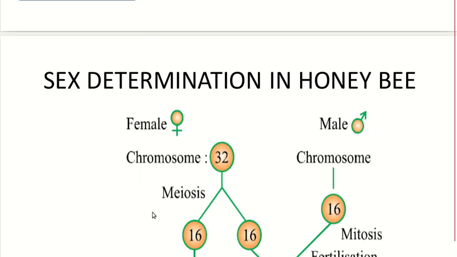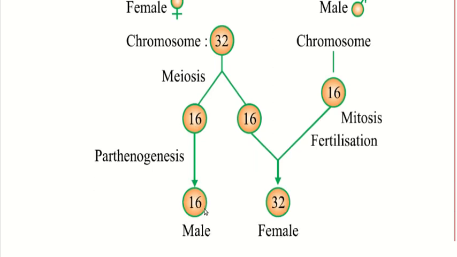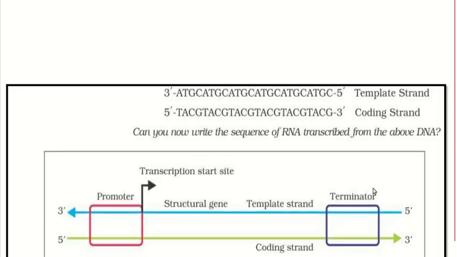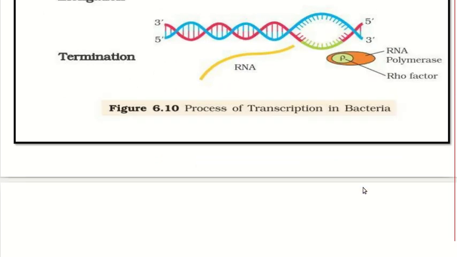So sex determination in honeybee, the female and male are there. Chromosomes of honeybees are 32. So the females produce the ovum. If the ovum develops into an individual without fertilization, that is parthenogenesis, they are going to be male. If the ovum gets fertilized by the male sperm, they are going to be diploid females with 32 chromosomes. So this has already been discussed, these two diagrams.